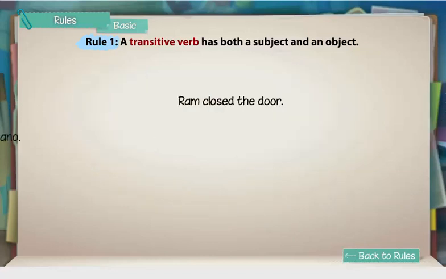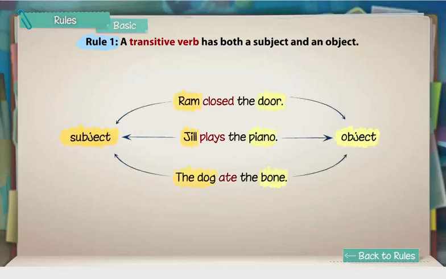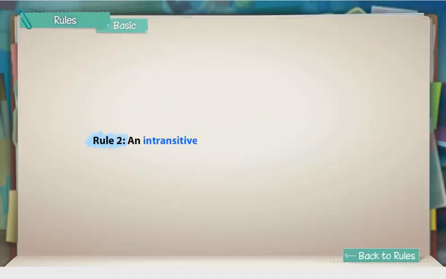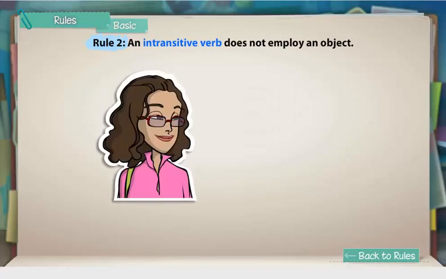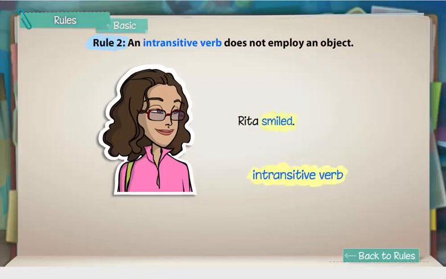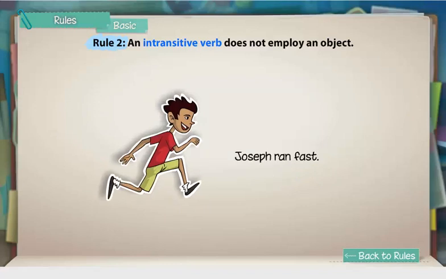Here are a few more examples of transitive verbs. Note that each sentence has a subject and an object. An intransitive verb does not employ an object. For example, this sentence is complete even without an object. Thus, the verb smiled here is an intransitive verb. Similarly, this sentence contains an adverb but no object. Thus, the verb ran is an intransitive verb.